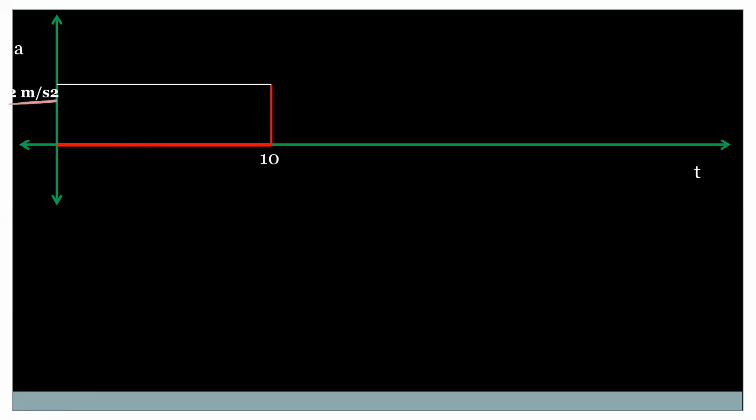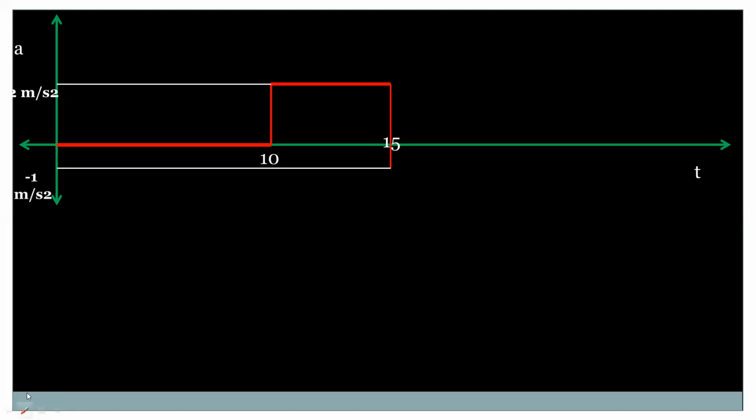Okay. And it remains constant for the next 5 seconds. That means from 10 to 15 seconds, the acceleration value will remain constant. So you can observe, this is the constant acceleration until t is equal to 15 seconds. Then after 15 seconds, for the remaining time, the particle has negative acceleration. That means its velocity is continuously decreasing. So this is the negative acceleration.